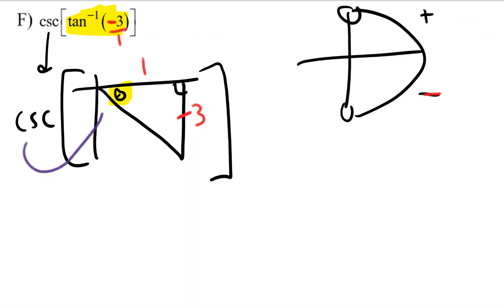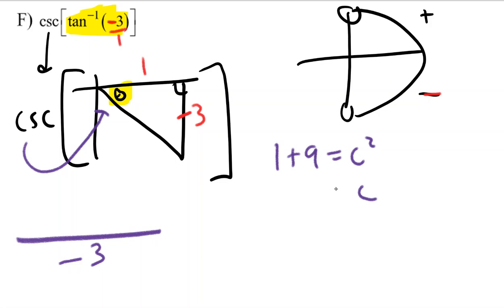To finish the question, I want to know what is the cosecant of that angle. So cosecant would be hypotenuse over opposite. I know opposite, I don't know hypotenuse, but with Pythagorean theorem, I can get that the hypotenuse is the square root of 10.